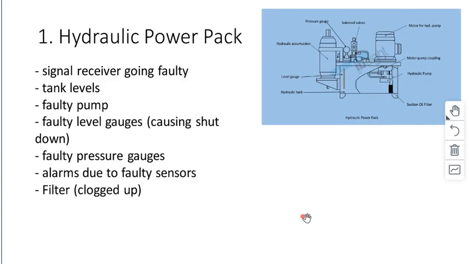Okay, the hydraulic power pack, you can see one here. So you've got a pump, you've got a backup pump, you've got a tank, you've got some gauges and so on. These are the things which can go wrong with a hydraulic power pack. One of them is the signal receiver can go faulty, so that's maybe an electrical problem. Tank levels may not be indicated properly. You get a faulty pump, faulty level gauges, which may cause a shutdown.